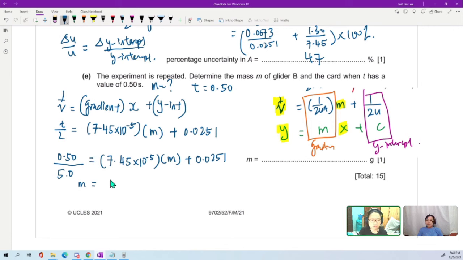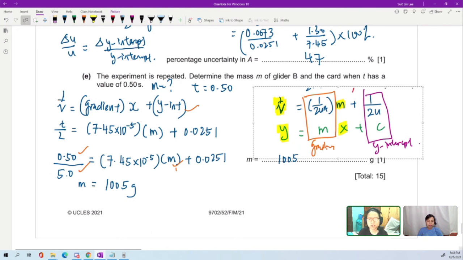Okay, so if we press the calculator, we will get 1,005 grams. Does this number make sense? 1 kg for, what is this, glider B? Seems okay. 1 kg is still reasonable. Estimate your quantity. You can write 1,000, you can write 1,005. Here usually 2, 3 SF also, same rule of thumb, generally okay. They're looking for method, so that you substitute the correct value of t, and then you look for m using the linearized format. Okay, so this is one way.